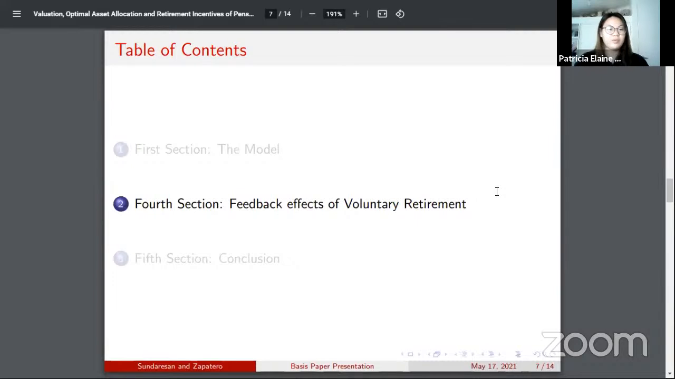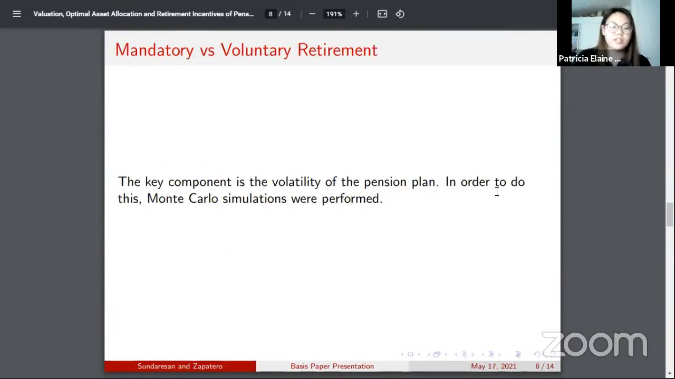So we now proceed to the fourth section, or the feedback effects of voluntary retirement. In order to get significant data on the asset allocation policies, the key component would be to identify the volatility of the pension plan. So in order to do this, the authors performed Monte Carlo simulations. Two cases are treated for each path of the Brownian motion for the value of the pension plan. That is mandatory retirement and voluntary retirement. The difference is that in the case of voluntary retirement, capital T, the retirement date, would be stochastic.